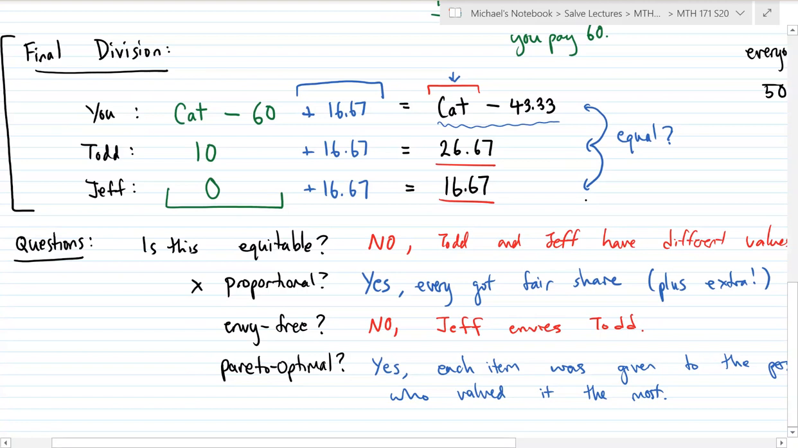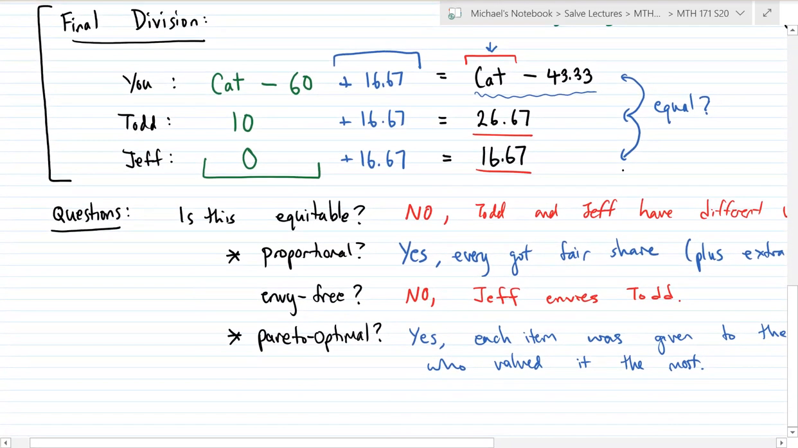So this is, in fact, a Pareto-optimal division. And these are the two properties that Knaster's inheritance procedure will satisfy. It'll always be proportional, and it will always be Pareto-optimal. These are the reasons why we like it as a division procedure amongst any number of people for any number of items.